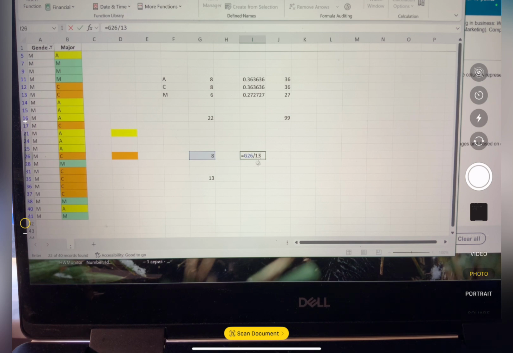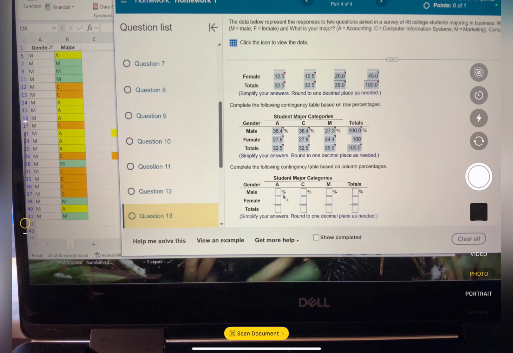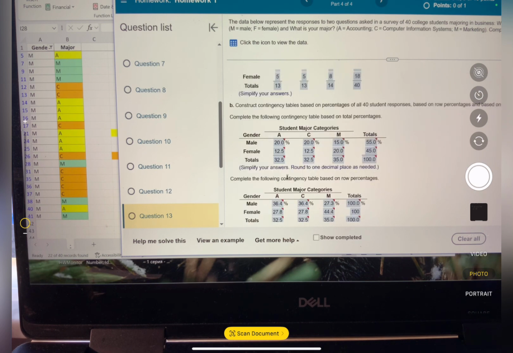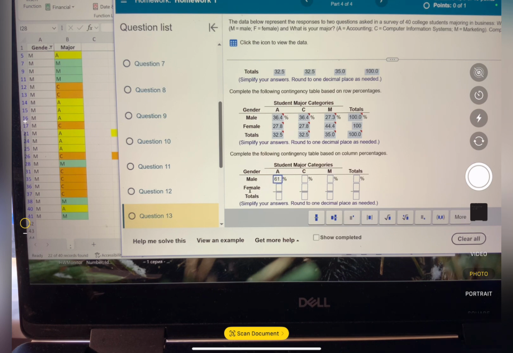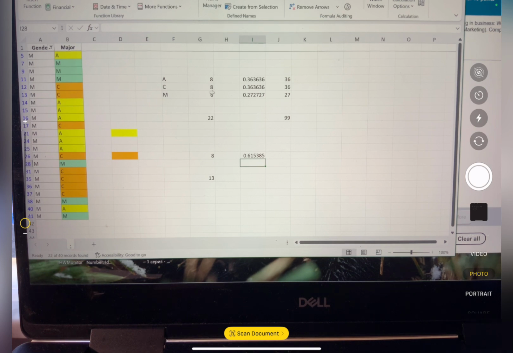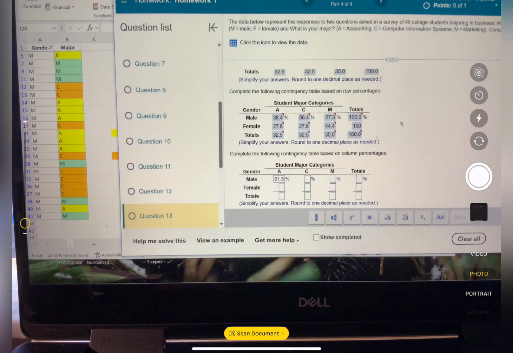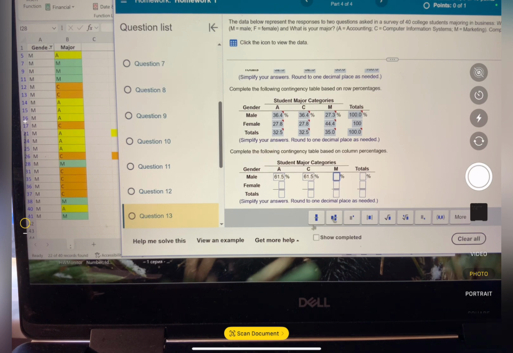Since I have typed the number, I don't need to freeze anything. Okay, it's going to be 61.5. This is the percentage for male, 61.5. Now computer, how much computer do we have here? 8. Also it's going to be the same way, 61.5. Okay, this one should be without mistake, so we now read everything carefully.